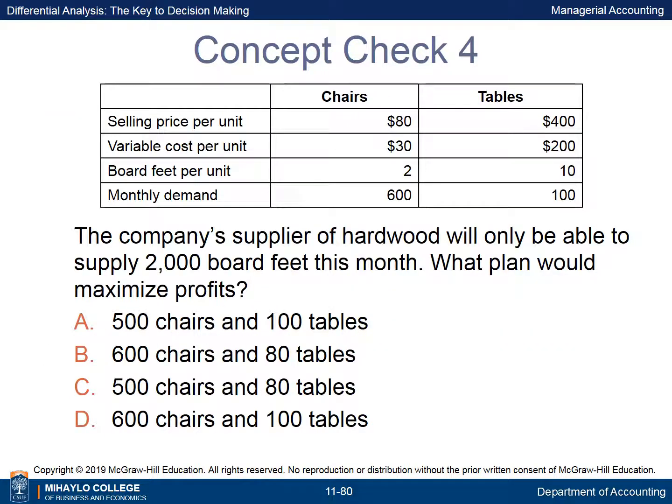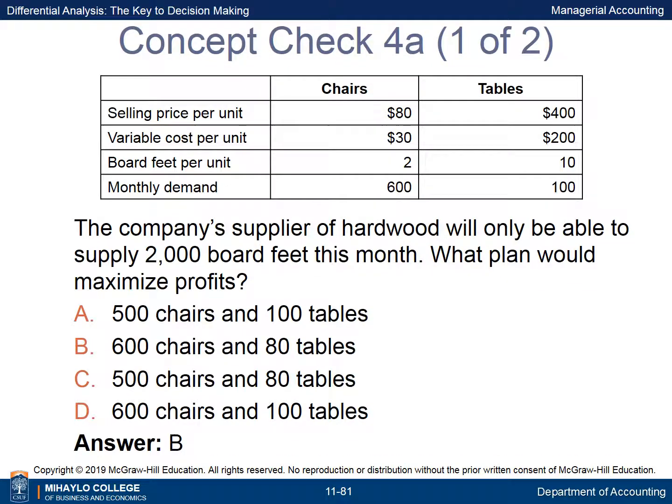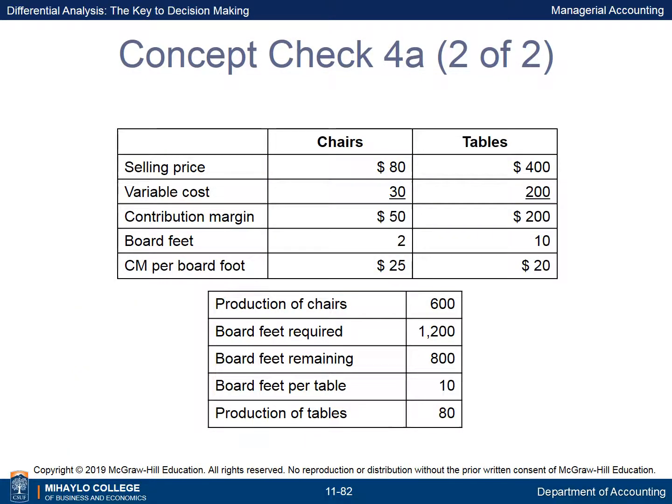The company's supplier of hardwood will only be able to supply 2,000 board feet this month. Based on the given information, what plan would maximize profits? As shown, production of 600 chairs and 80 tables would maximize contribution margin. Colonial Heritage needs 2,200 board feet to satisfy its demand and can then produce 600 chairs and 80 tables to maximize contribution margin. The additional wood would be used to make tables.